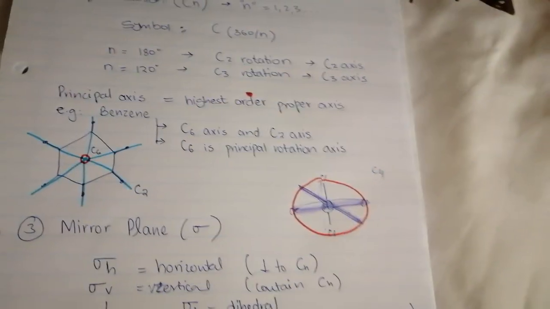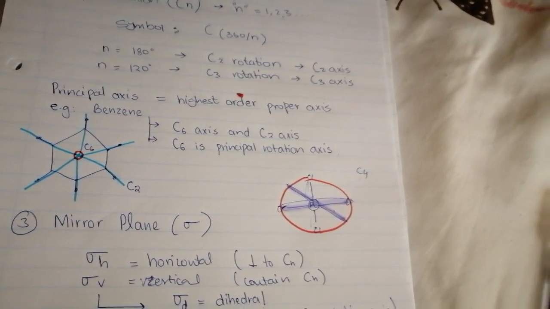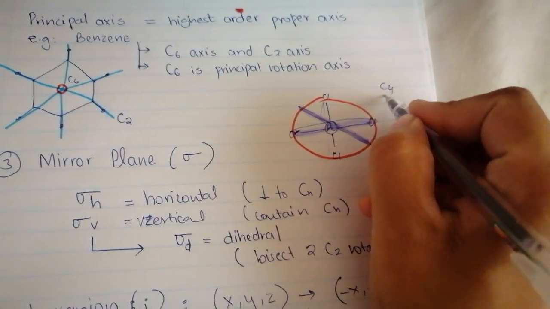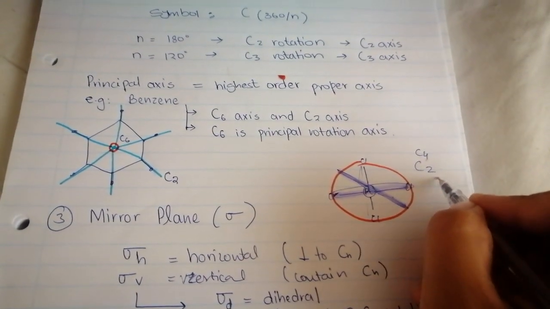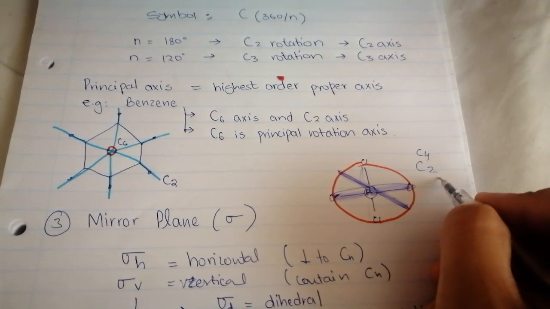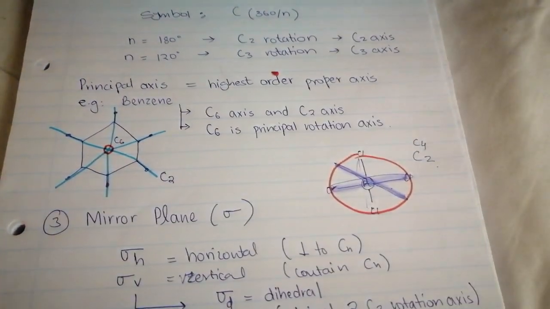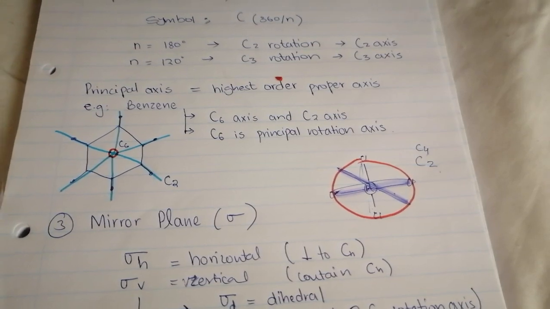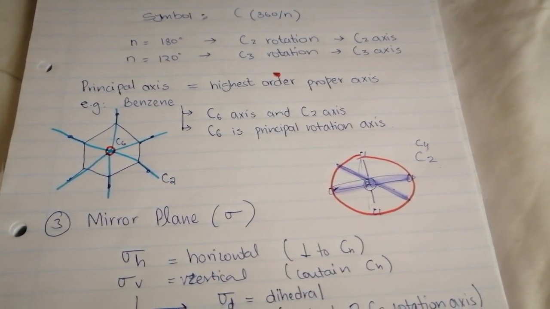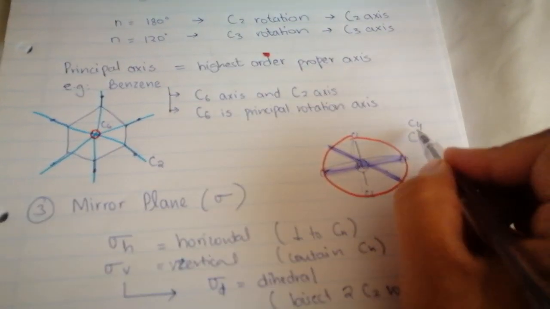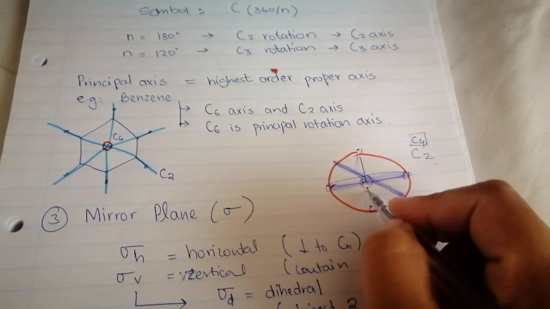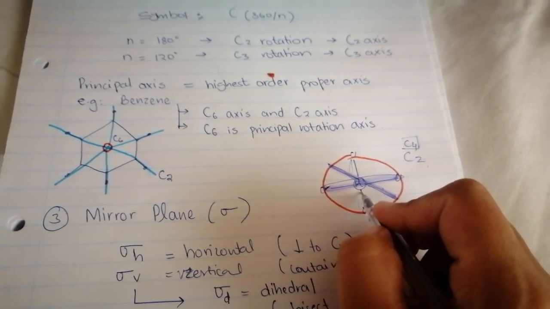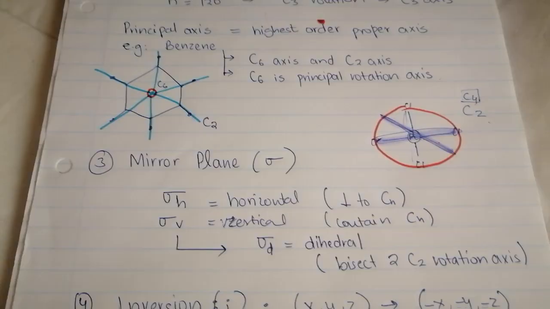This will be another axis, which is at 180 degrees. So we will say that this other axis is C2. So there is one C4 and there is another one, C2. Now to assign a principal axis, we're going to look at the highest order proper axis. So C4 is the highest order. We will say that this platinum chloride has the C4 principal rotation axis.